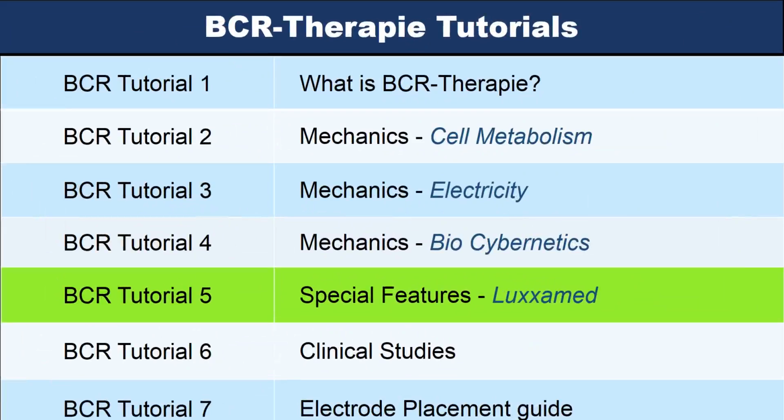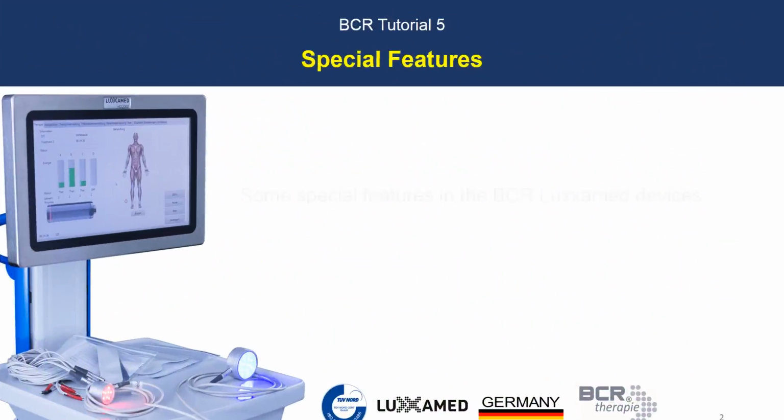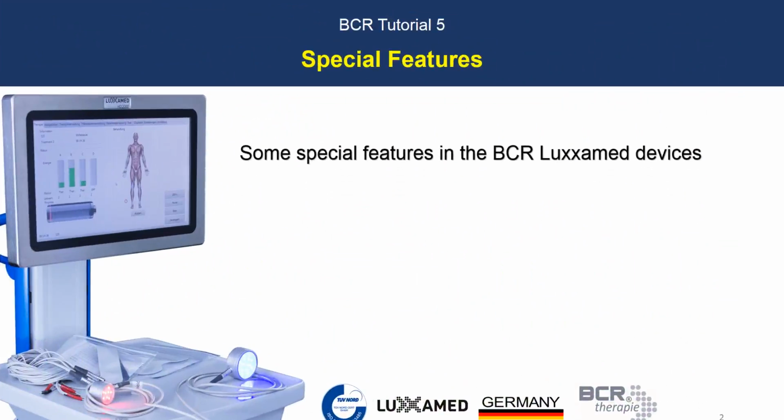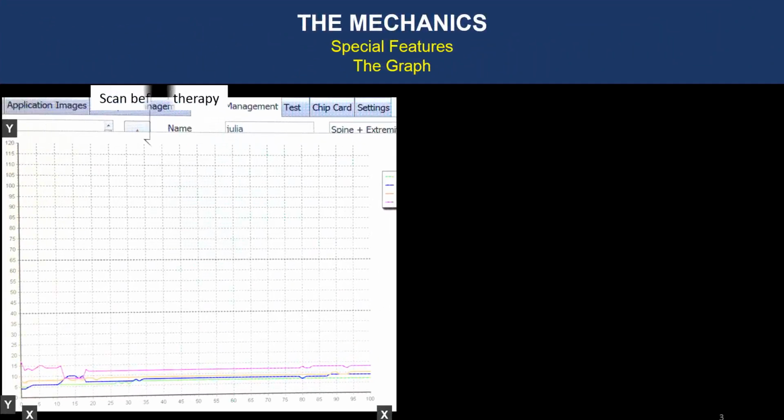Okay, now we are going into BCR tutorial number 5 on the special features of Laxamed. Here actually we are going to talk about mainly the two features. One is the graph and the other is the biological battery. Okay, now we come to the graph.